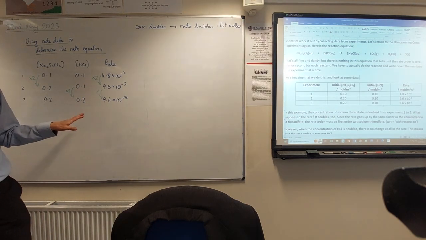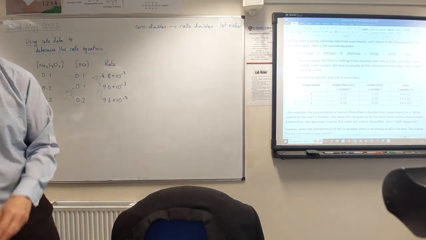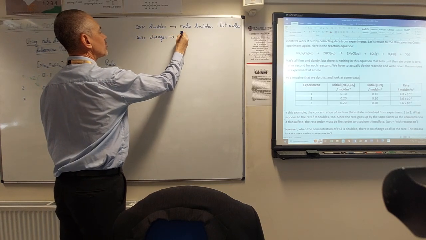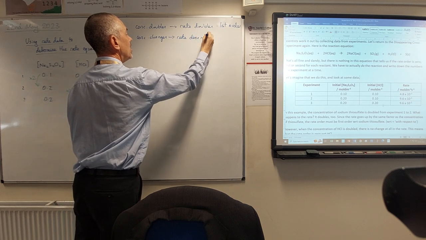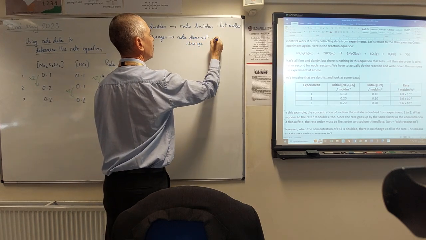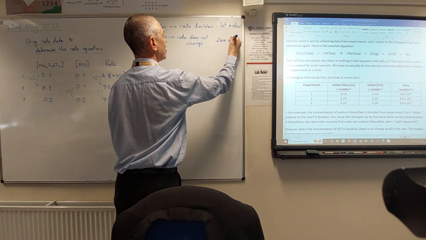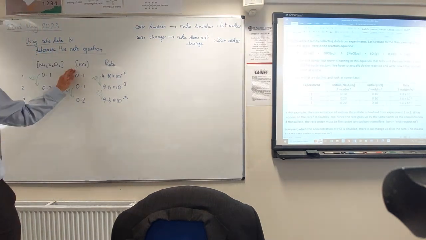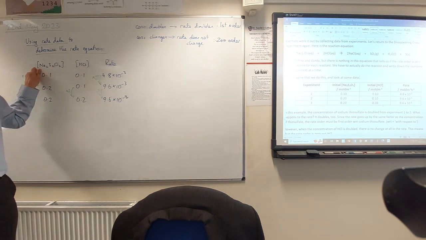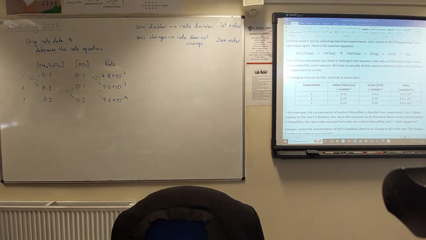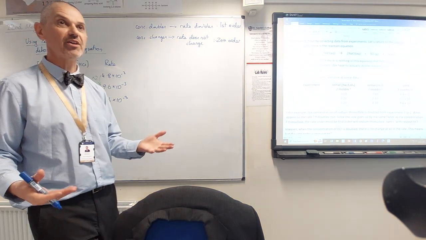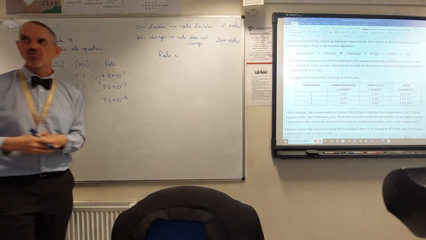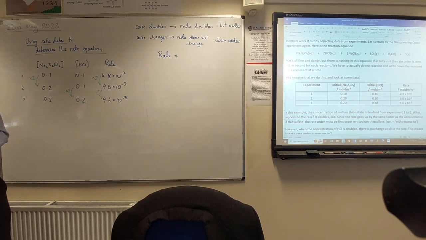So that is, again, the definition of zero order. So if concentration changes, any kind of change, and rate doesn't, then that's our zero order relationship. Zero order with respect to HCl. First order with respect to sodium thiosulfate. Okay, so we've got all the information we need from this table. Now we can write the rate equation. So let's do that.